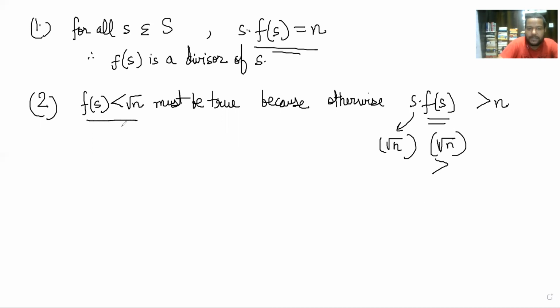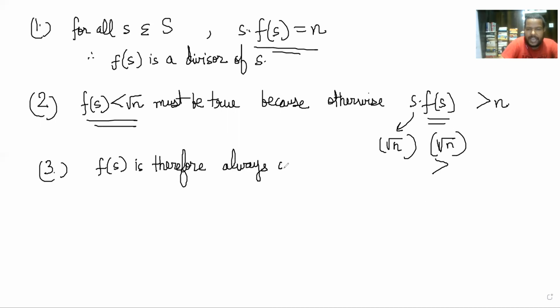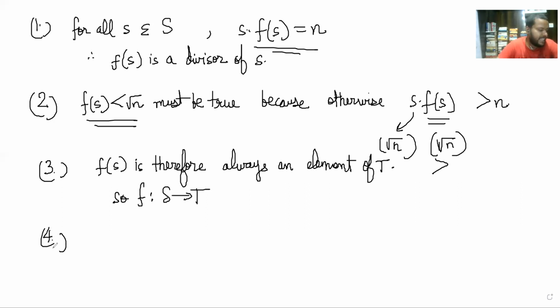So f of s must be less than root n, correct? Then we can say that f of s is therefore always an element of t, correct? So f is a function, so we have proved that f is a function from s to t, and the last step is basically we have to show that it is a 1, 1 function.